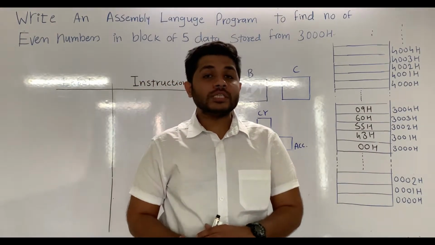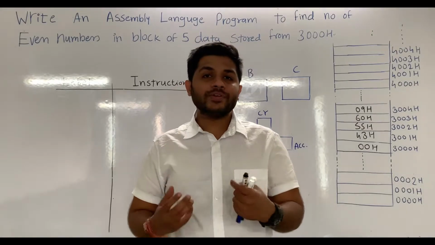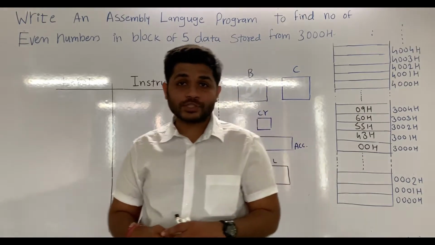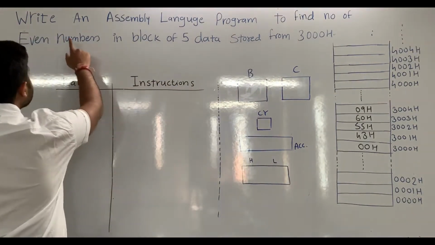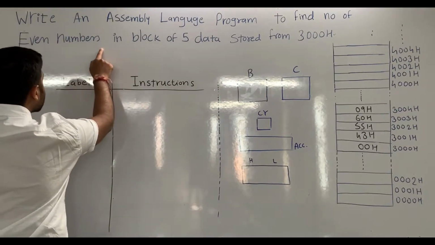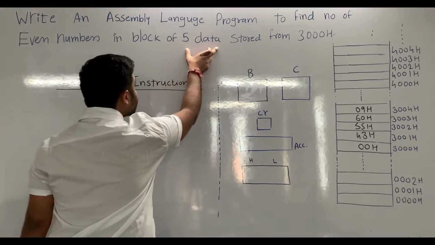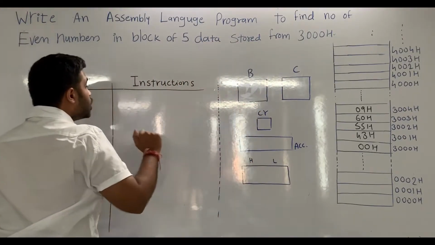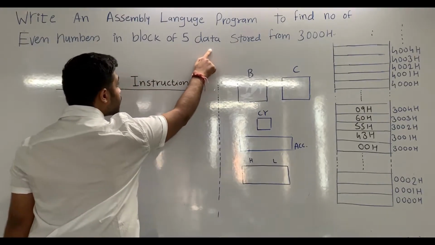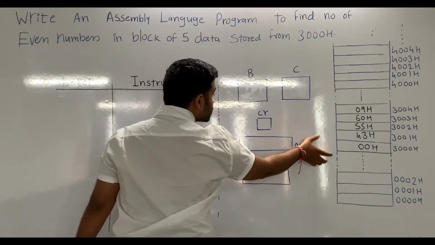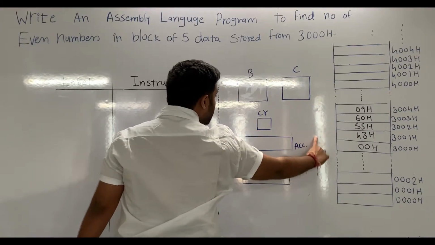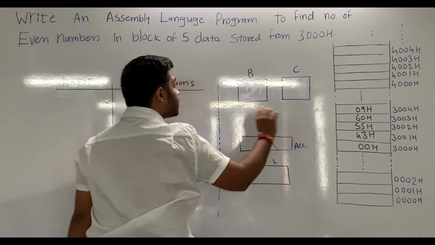We are going to see one assembly language program using which we can find whether the number is even or odd. So let's see the question first. The question is, write an assembly language program to find the number of even numbers in a block of 5 data stored from 3000H. So we have to find how many numbers in this block of 5 data are even.